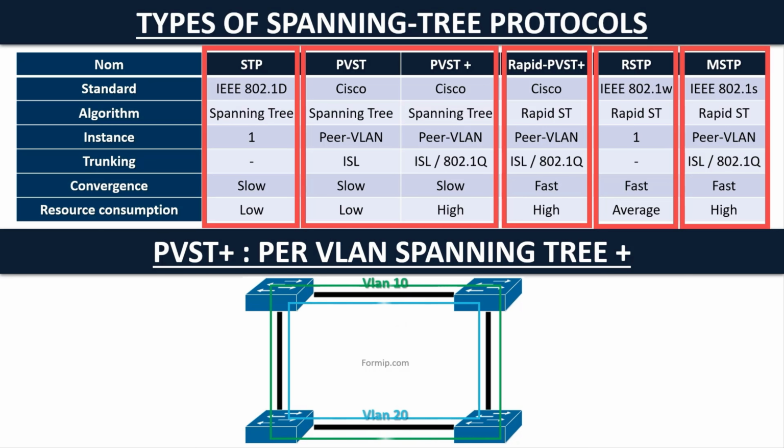It allows one instance of spanning tree per VLAN. This allows for more optimal load sharing. A root bridge will then be elected for each VLAN, and different ports by VLAN will be blocked. In this way, the network is even more redundant than in a traditional spanning tree.